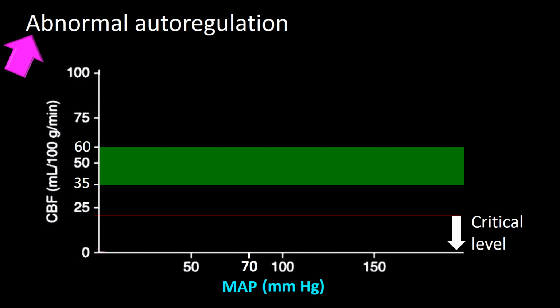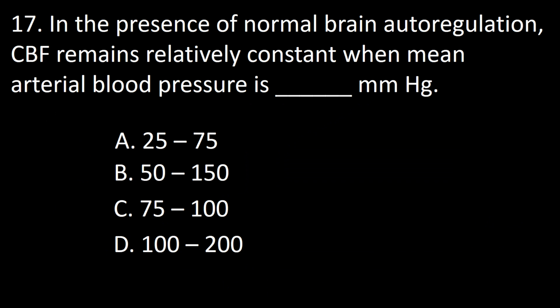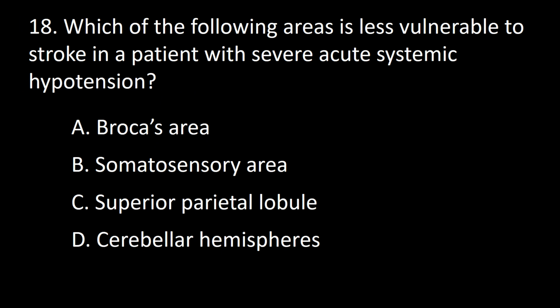But in cases of abnormal or no cerebral autoregulation, as may occur in hypoxic ischemic encephalopathy or following head trauma, only when mean arterial blood pressure is kept in the normal range from 70 to 100 millimeters of mercury will cerebral blood flow be kept in the normal range. So the answer to this question is B. Next question. Which of the following areas is less vulnerable to stroke in a patient with severe acute systemic hypotension? A. Broca's area, B. Somatosensory area, C. Superior parietal lobule, D. Cerebellar hemispheres.